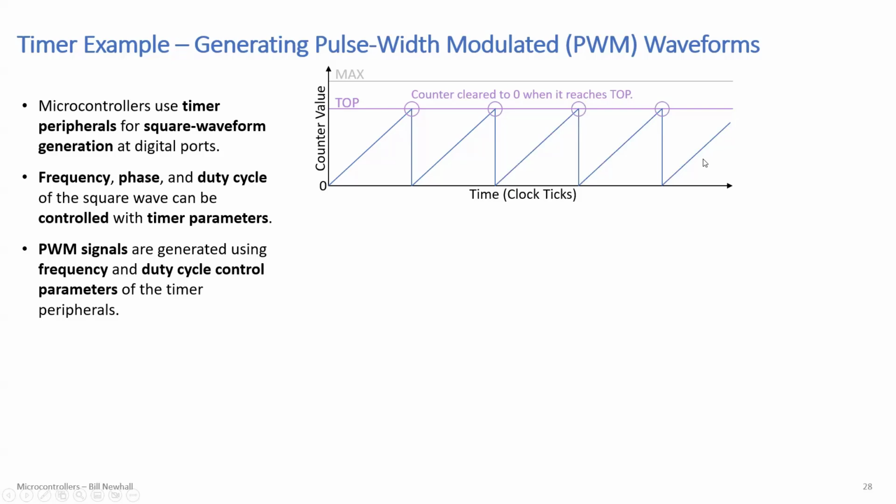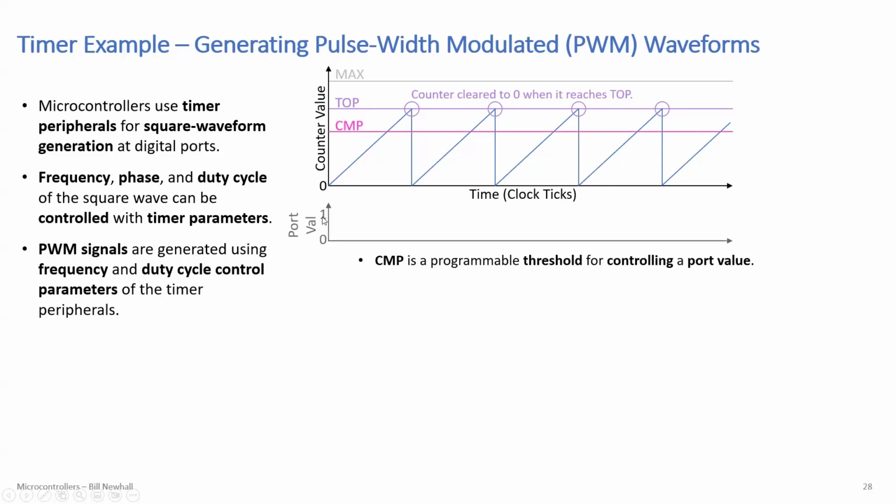So there's another parameter called CMP. You could call it compare. That's a programmable threshold for controlling a port value. Let's say you have CMP here, and it's less than top. And then let's create a plot of the port value. The port can be either 0 or 1, binary 0 or 1. And let's also have the time axis here.